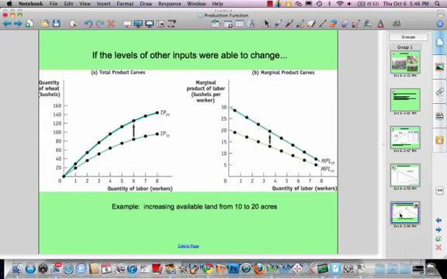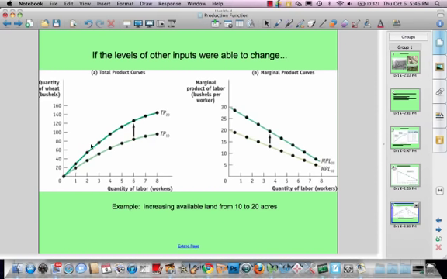Now, what these charts tell us about is what the graphs would look like if we were able to change some of the other variables. In this example, what we're doing is increasing the available land from 10 acres, which derived our initial total product curve for us, to 20 acres. You'll notice here that you see an increase in the output at every single point, other than 0 of course, an increase in output based on the fact that you now have more land available to farm.